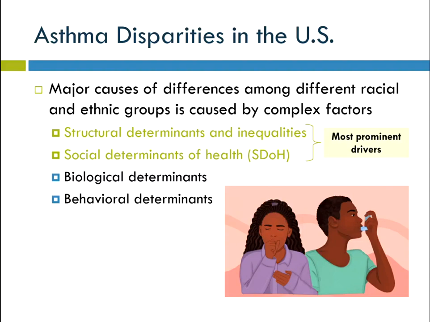The most prominent drivers are the structural determinants of racial inequalities and the social determinants of health. So most often, the reason why there is that disparity is because of access to care and things like that. But we also have biological determinants and behavioral determinants. So when we get into triggers, not taking allergy medicine every day as a patient with asthma is going to increase that risk as well as the allergies.